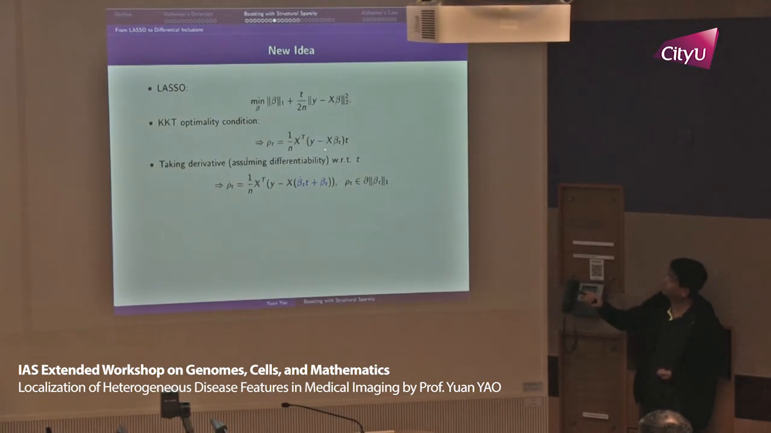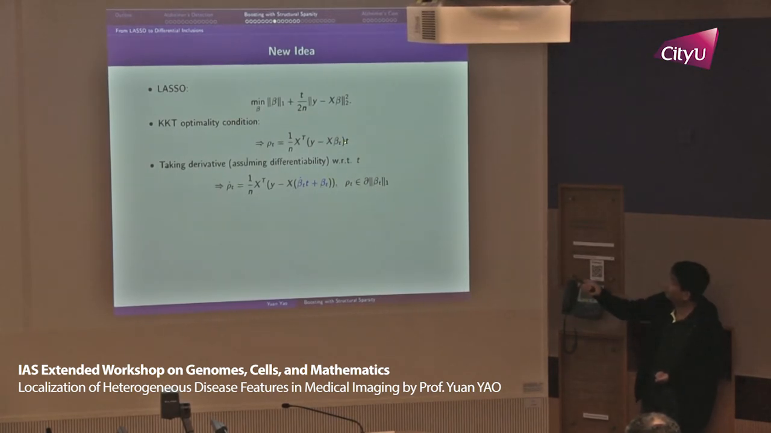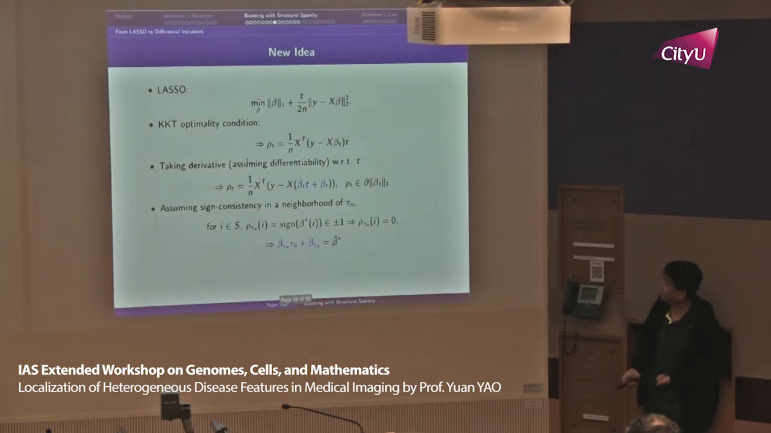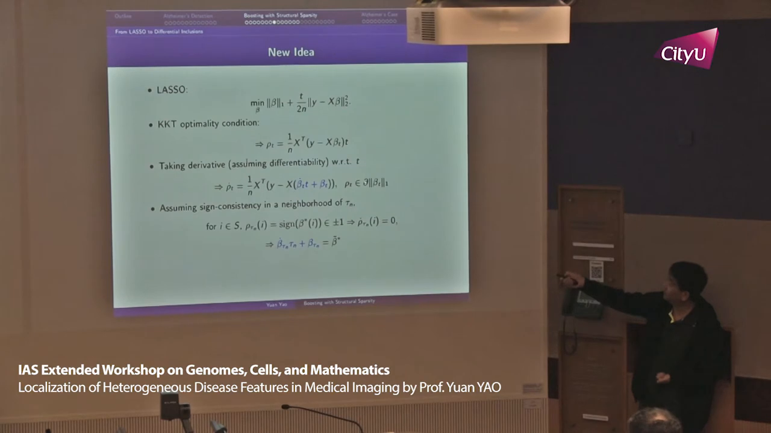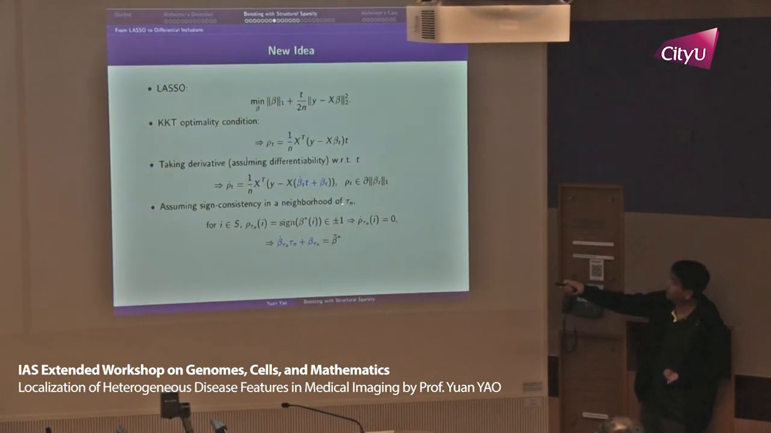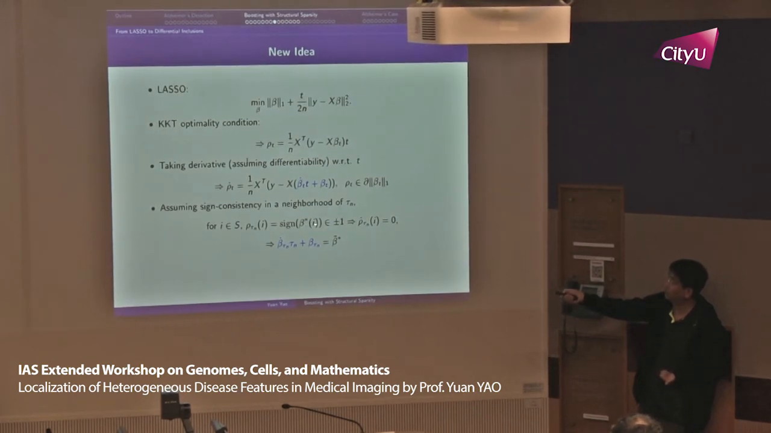You just take a derivative with respect to t, because all the variables on the left-hand side and right-hand side depend on the parameter t. So rho t depends on t and beta t depends on t. If you take the derivative on both sides, you get this equation. We collect everything that depends on t on the right in this blue part. Then what happened is interesting, because rho t is a subgradient of the l1 norm. So assume at a certain parameter tau, which may depend on n, at this particular time we get a solution which is sign consistent, in the sense that rho t's sign pattern is exactly the true parameter sign pattern.